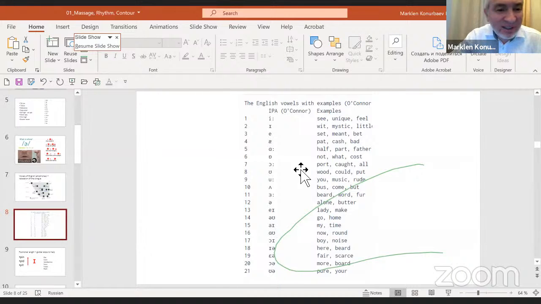Then comes number 3, which is probably very unusual, because you think that it is just air, but it's not air.